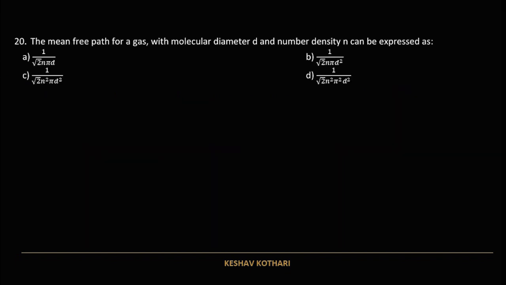Problem number 20. The mean free path of a gas with molecular diameter d and number density n can be expressed as. So for this particular problem, we have to do nothing. We just have to remember the formula, and that is equal to 1 by root 2 n pi d square. So in this particular case, option B is correct. So we are moving with option B for this particular problem.